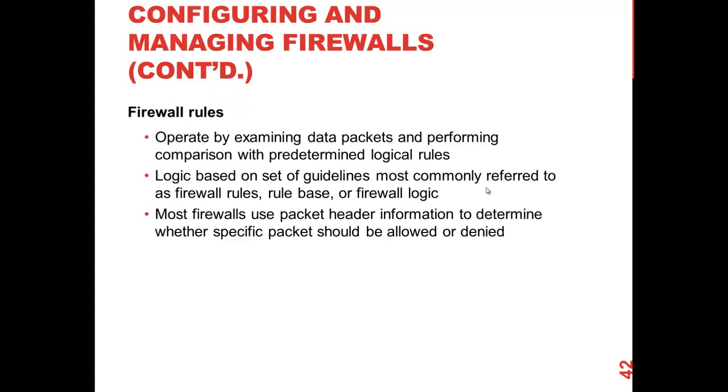Firewalls operate by examining data packets and performing a comparison with some predetermined logic rules. So the rules have to be appropriate and they have to be managed. This logical set is most commonly referred to as firewall rules, rule base, or firewall logic. Most firewalls use packet header information to determine whether or not that particular packet should be allowed to pass through or should be dropped.